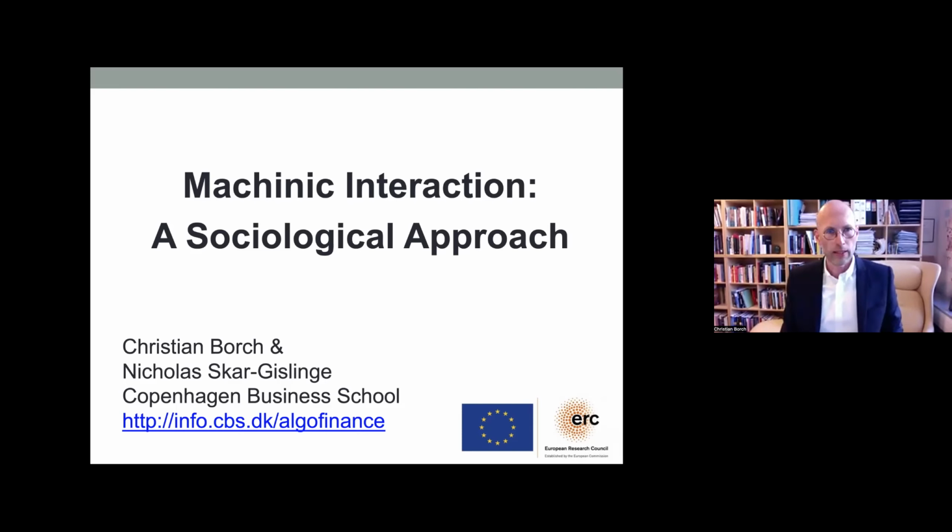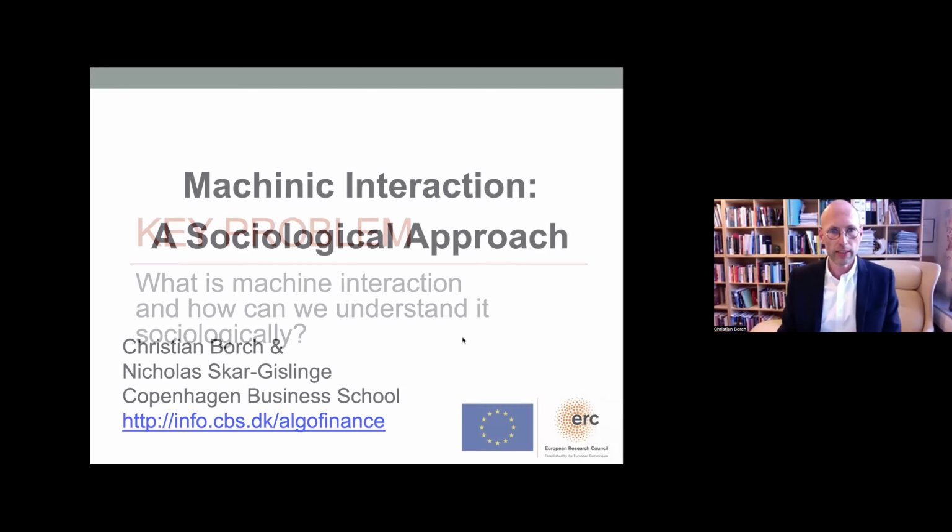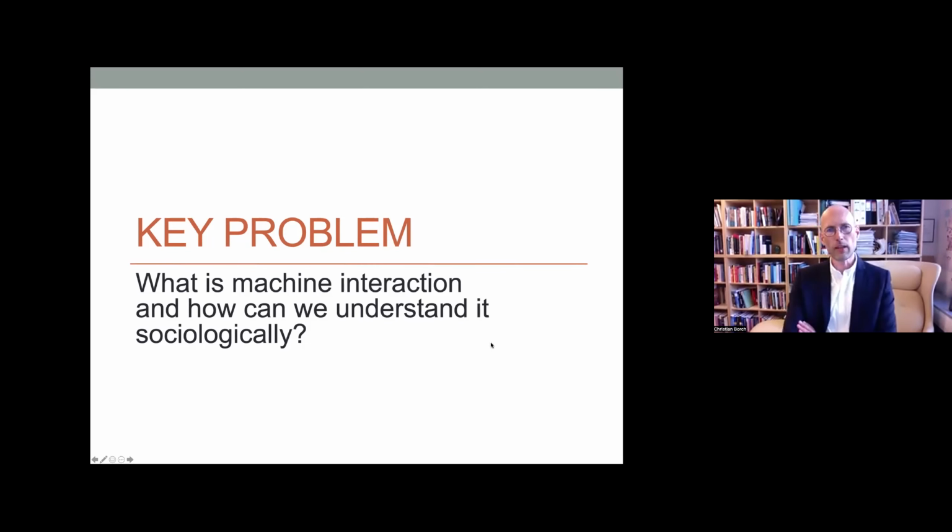Now, the key problem we are interested in addressing is what is machine interaction and how can we understand it sociologically. Before I really get started, I should perhaps say that we understand machines in a fairly broad manner. So machines can refer to robots in various guises. It can also refer to algorithms or assemblages of algorithmic systems. So I'm going to be discussing in particular automated trading within the financial markets.